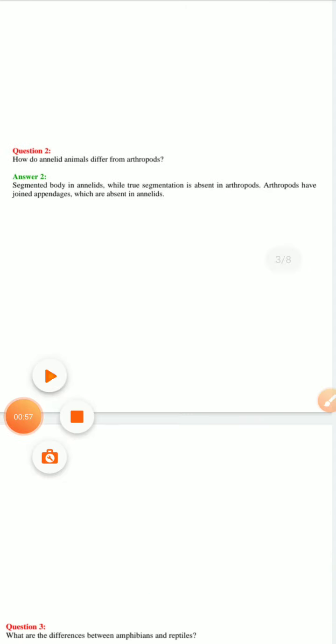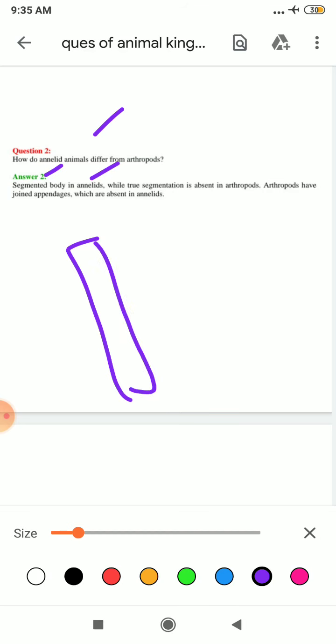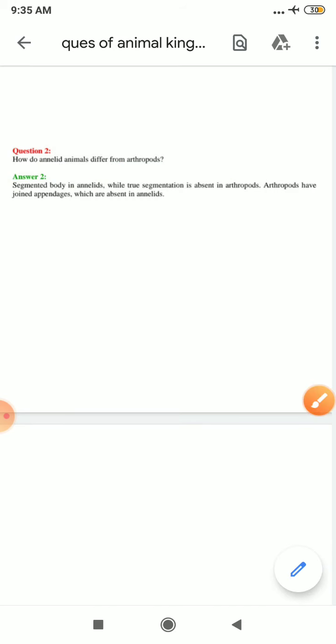Clear? Students, my second question is, how do annelid animals differ from arthropods? Now you have to tell me how the members of the Annelida group differ from the members of the Arthropoda group. I have already told you that the members of the Annelida group have a segmented body. The example of Annelida is the earthworm. You might have seen the body of an earthworm, they have segments. Whereas true segmentation is absent in Arthropoda. Clear? And if I talk about jointed appendages, these are present in arthropods, whereas absent in annelids. Clear? I hope that you have got this.